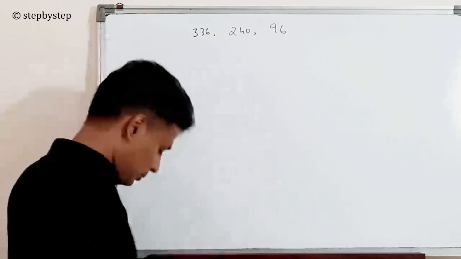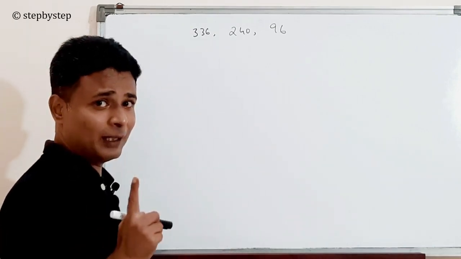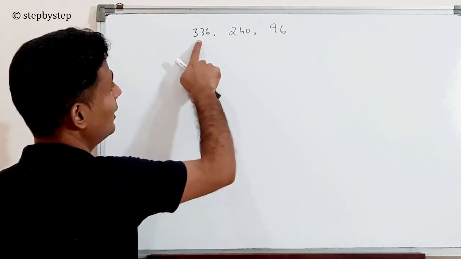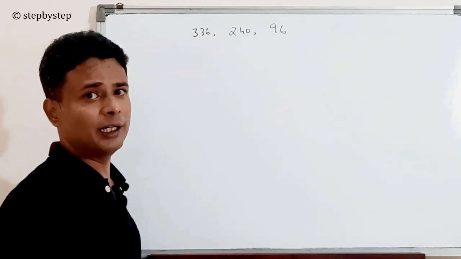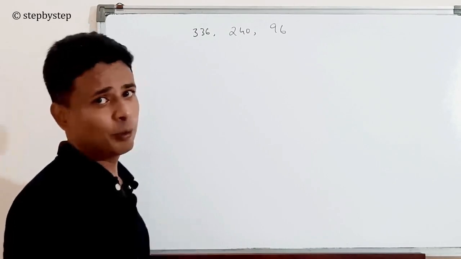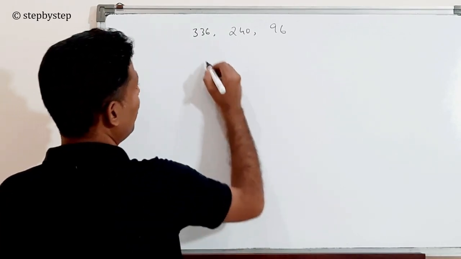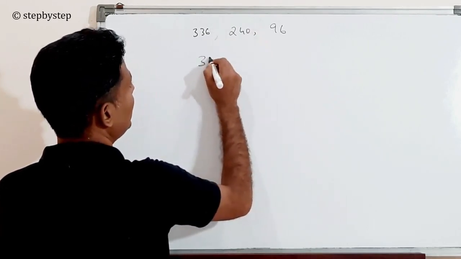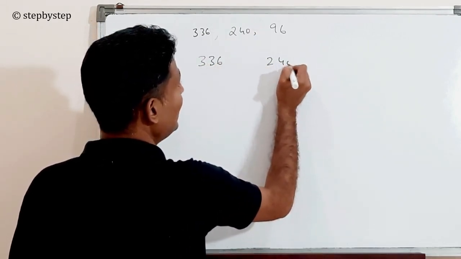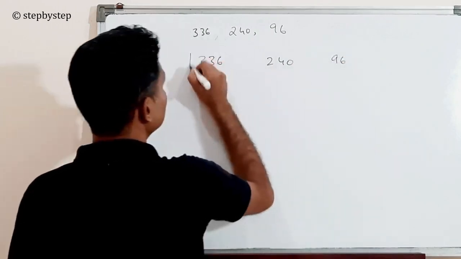Now, the way I explained word problems in the previous module, the number of rooms cannot be more than the number of people. So you already know that it is an HCF problem. So first we'll find the HCF of all three. So we have to prime factorize all three. Okay, 336, 240 and 96.